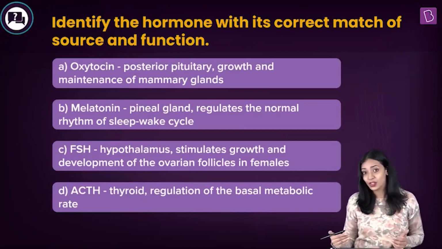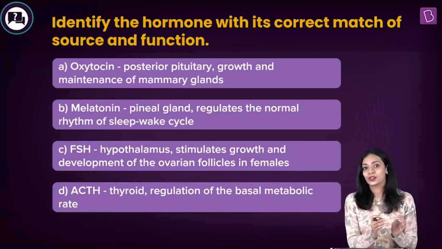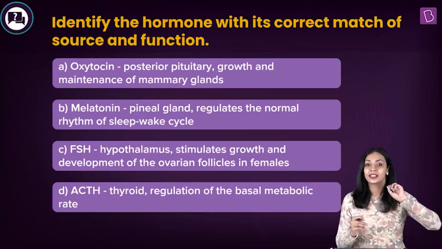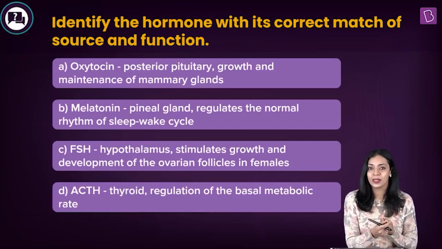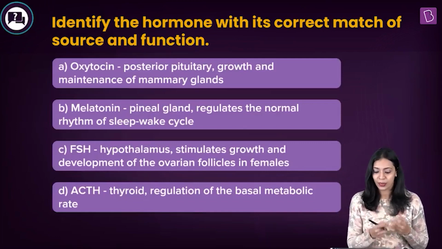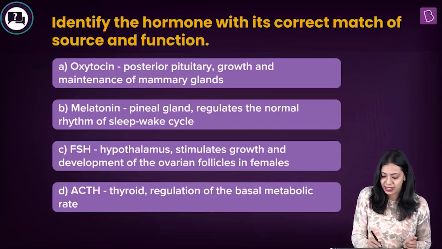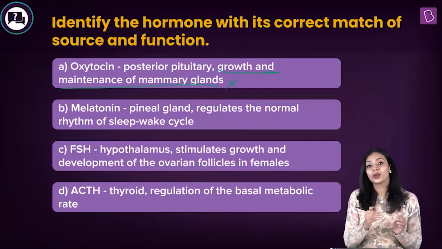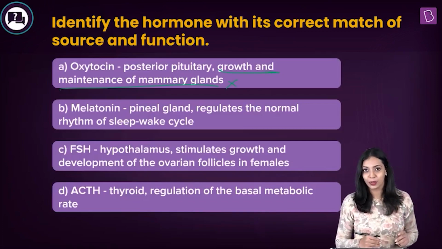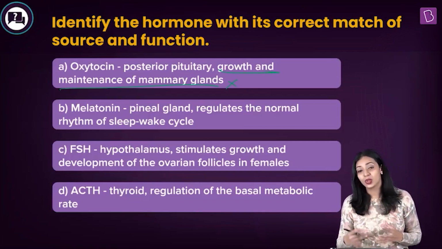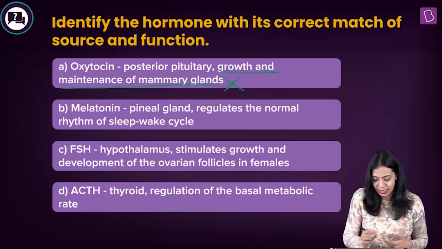Okay, let's examine each option starting with the first one. Oxytocin, posterior pituitary. Now, one thing you must remember about oxytocin is that it's not produced and released by the same gland. It's produced by the hypothalamus and secreted by the posterior pituitary. Okay, so now let's look at its function. Growth and maintenance of mammary glands. So this is incorrect. Growth and maintenance of mammary glands is a function of prolactin hormone secreted by the anterior pituitary. Oxytocin's function is to stimulate contraction of the uterine muscles during childbirth. So that makes this option incorrect.